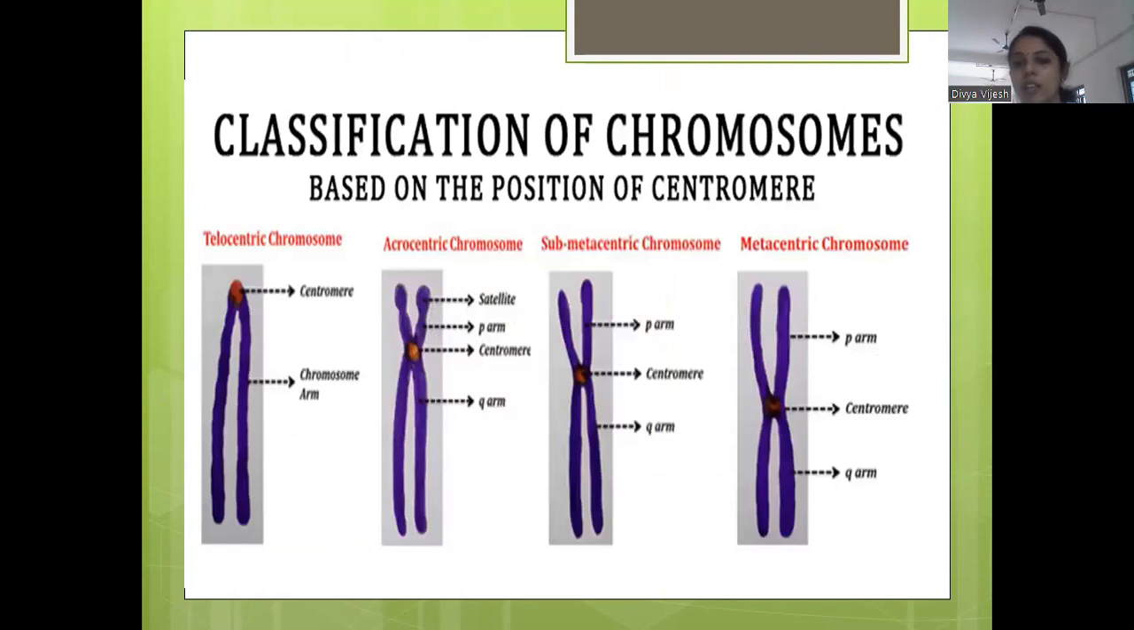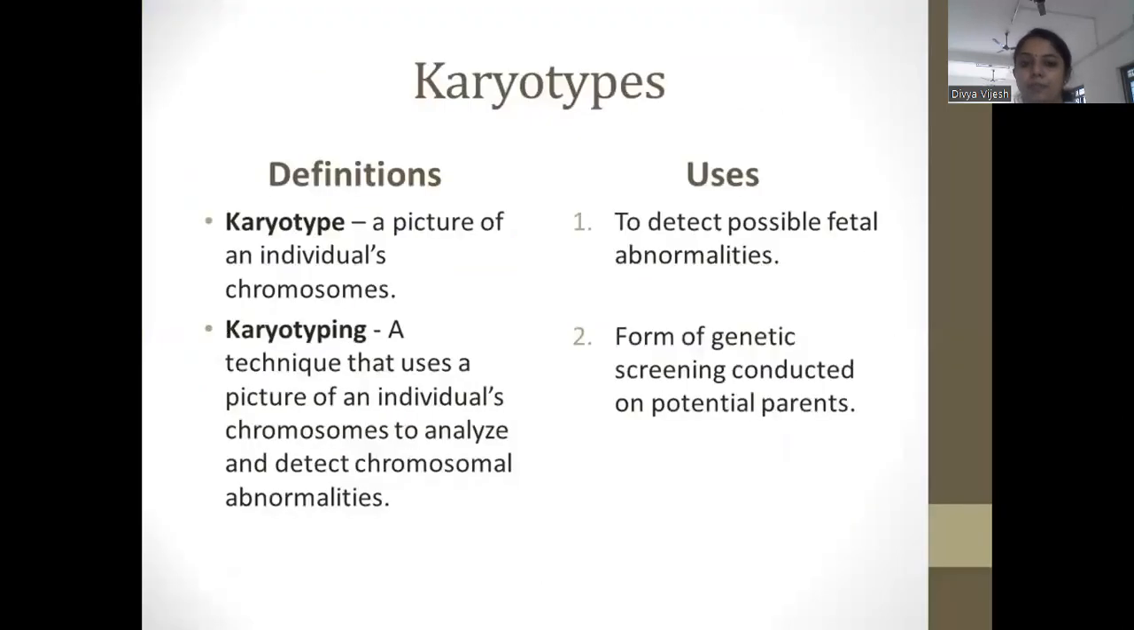And based on the position of the centromere, we are classifying them into metacentric, submetacentric, acrocentric, telocentric, right? Then coming to the karyotyping.